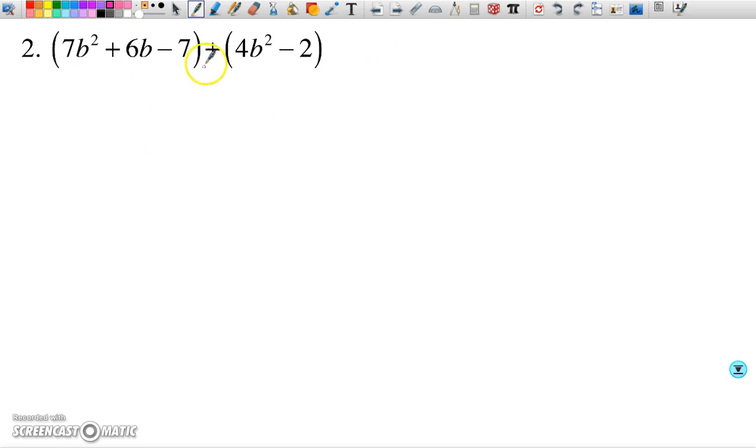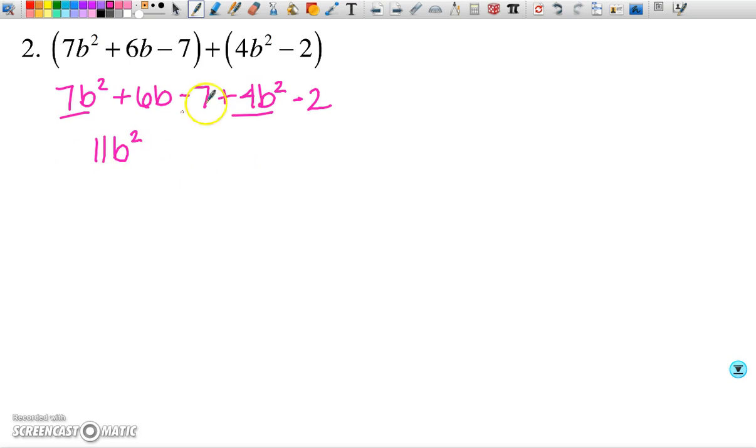In the second problem, we're doing basically the same thing except it's just addition, so we get to get rid of the parentheses right off the bat. We really don't need the parentheses at all with addition. So now we're just going to combine our like terms. 7b squared and 4b squared gives you 11b squared. Then we get plus 6b because it doesn't have any like terms, and then negative 7 and negative 2 is a negative 9.